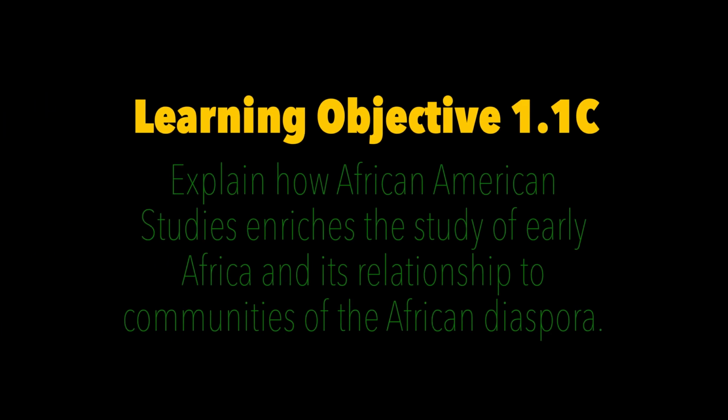The third learning objective is to explain how African American studies enriches the study of early Africa and its relationship to communities of the African diaspora. This learning objective exemplifies how this course is different from a normal history class. It is more of an interdisciplinary course, and we will frequently refer back to the present or the recent past to see how the history we are learning affects or impacts recent movements in the lives of diasporic Africans today.